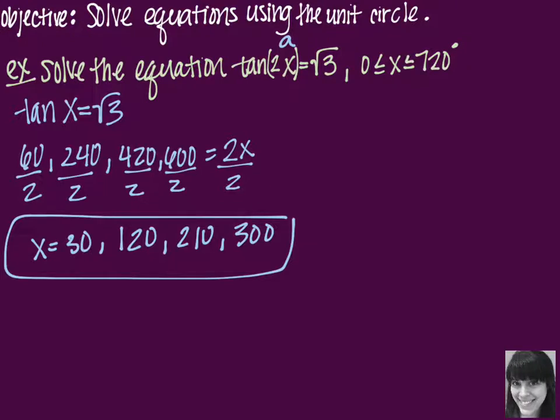So if there's anything different that you're taking the tangent of, then you can just substitute some other variable there, solve for that variable, and then say, okay, well, actually, that variable is what you're taking the function of.